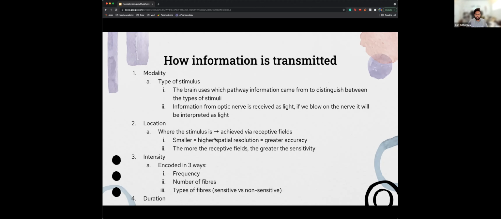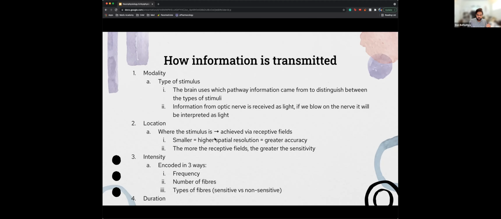Now the second last thing is intensity. Intensity is recorded in 3 ways: the frequency of firing, so how many times you're firing, the number of fibers, as well as the types of fibers. Are they sensitive or are they non-sensitive?